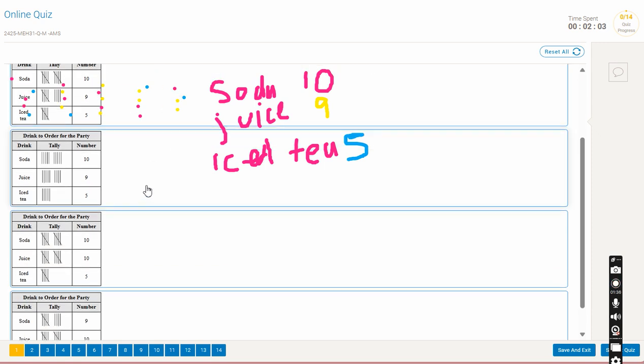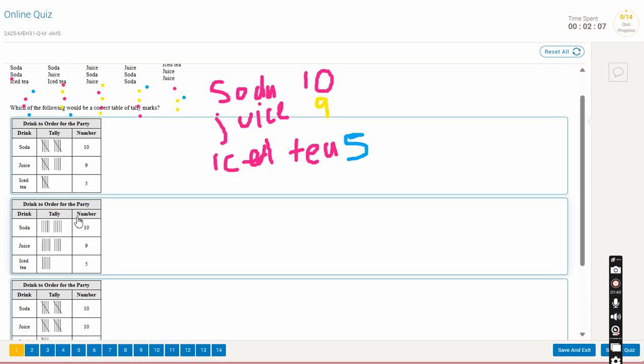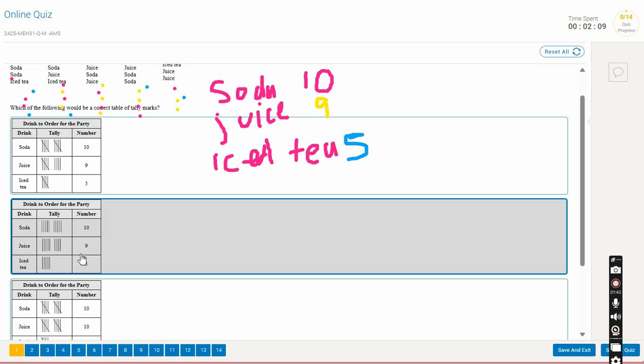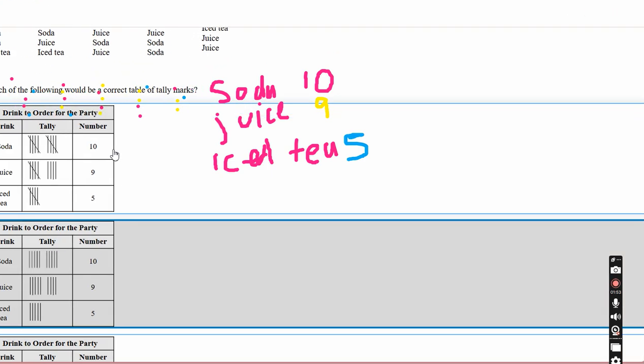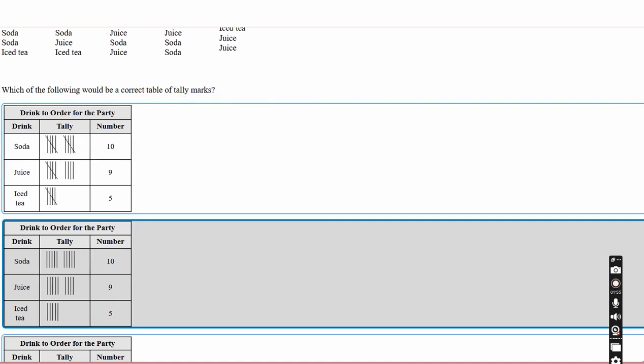Now let's choose which one is that. Soda is 10, 9 is your juice and iced tea is 5. This one, right? Let's go to the next one. Okay, remember we can't choose this one even if the numbers are the same, because remember, whenever we have, let me zoom in. You see these lines, right? Let me erase everything else.